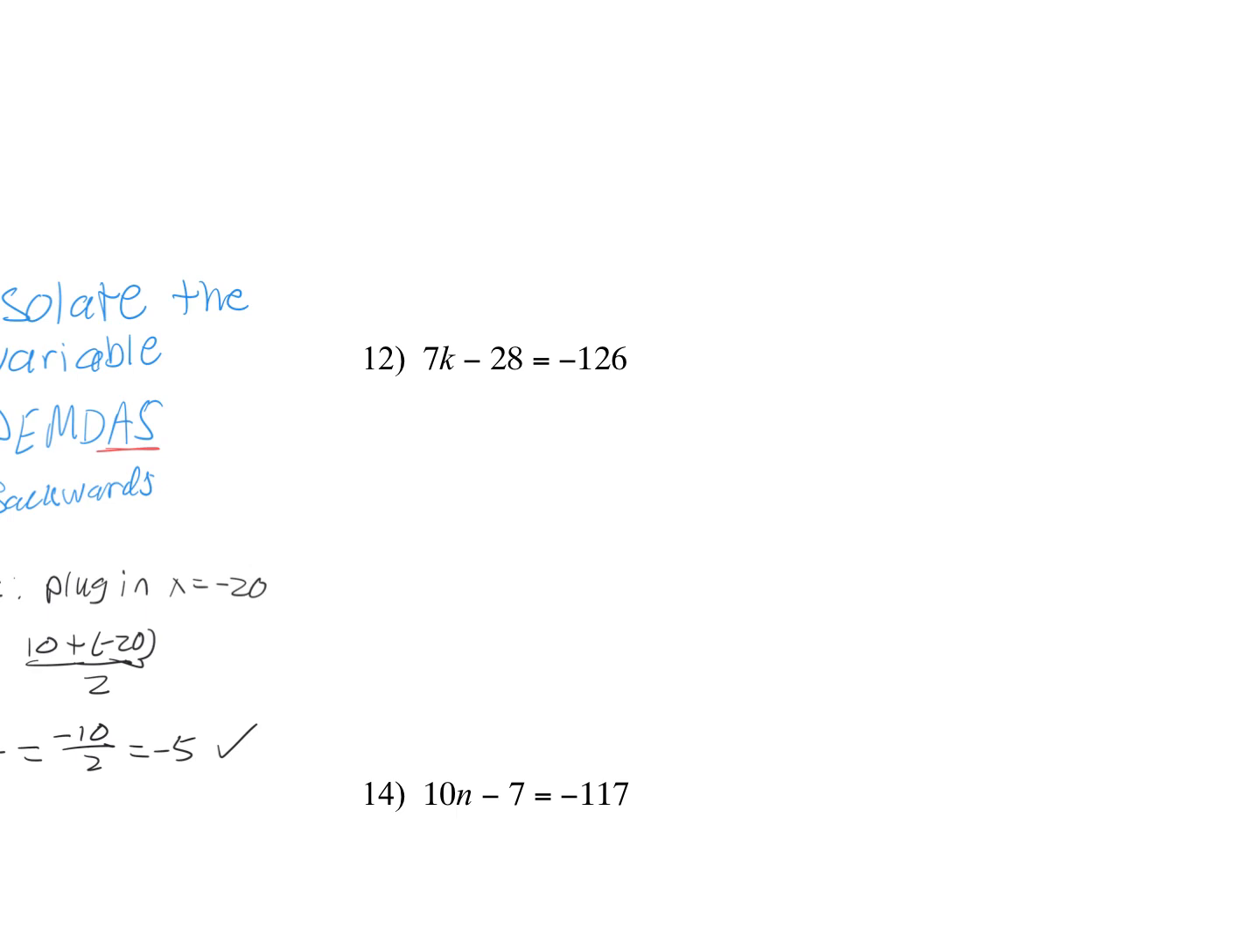Alright, so again, we want to do order of operations backwards. So PEMDAS backwards. So look at number 12. We want to get rid of any addition and subtraction first. On the side with the equal sign, we have a k. We have a 7k minus 28. So the opposite of minus 28 is plus 28. That's the first thing we want to get rid of.